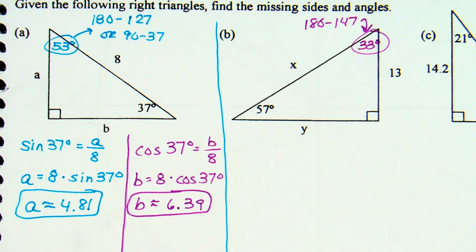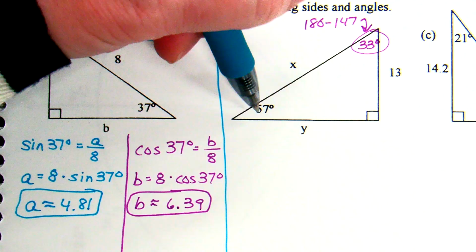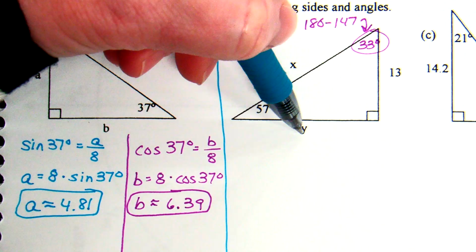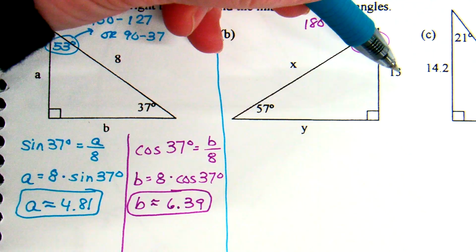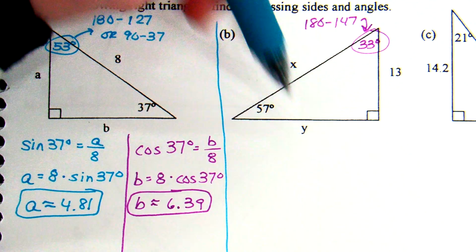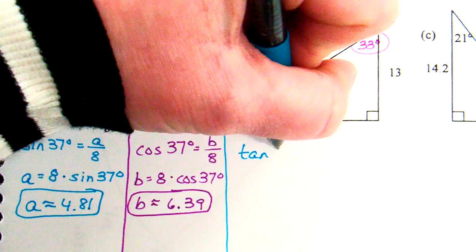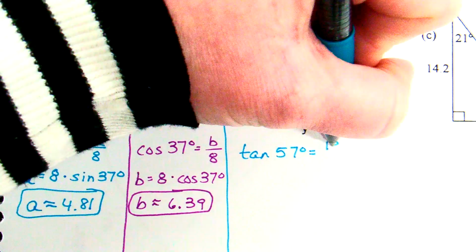Okay. What did you suggest, Daryl? Tangent of 57. Let's see what tangent of 57 does for us. Tangent is opposite over adjacent. Does that work? Yeah, because it uses 13, it uses the 57, and then it's going to help me find x or y. So I can go with that. So tangent of 57 is 13 over y.